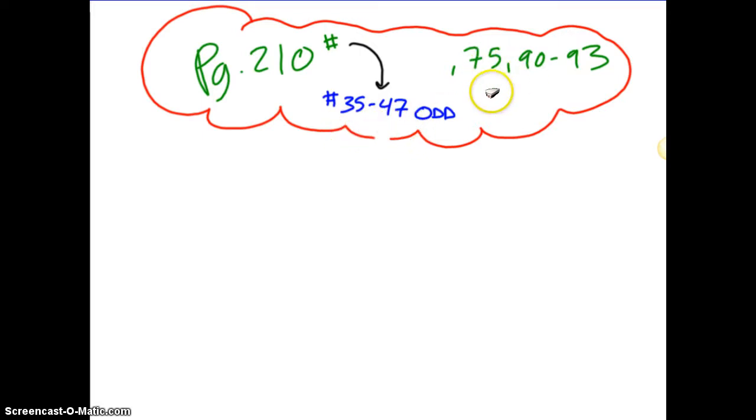Number 75, 90 through 93. If you struggle with these guys right here, look at the example earlier in the book, because I may not have covered those, but I think what I covered was plenty.